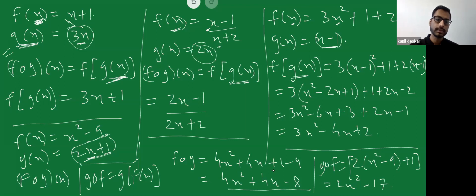Rutu, you forgot about this 9. It is x square minus 9. So answer would be 4x square plus 4x plus 1 minus 9.